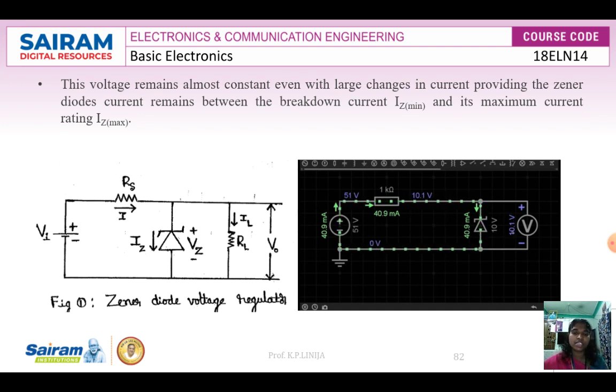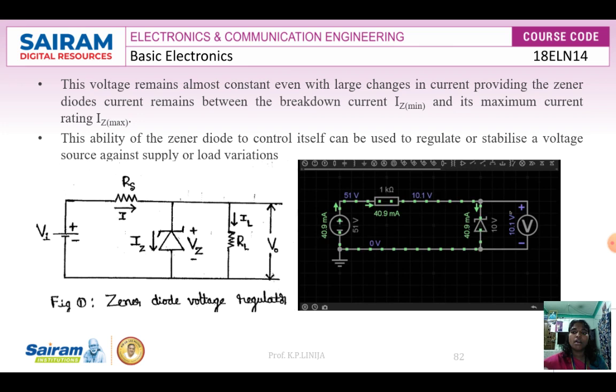In the animation it can be seen that we have used 51 volt. Now, how the working operation takes place, and how the voltmeter is going to vary. Now, the ability of the Zener diode: this Zener diode has the ability to control itself, and it can also be used to regulate or stabilize a voltage source against supply or load variations. So the major thing is controlling or regulating the voltage variations.